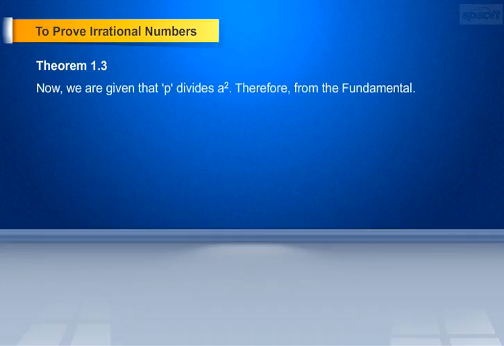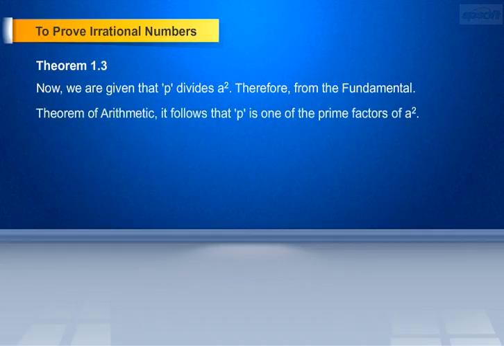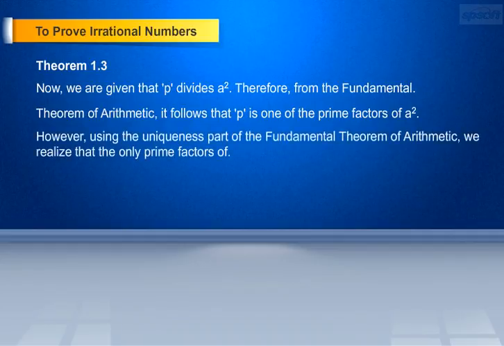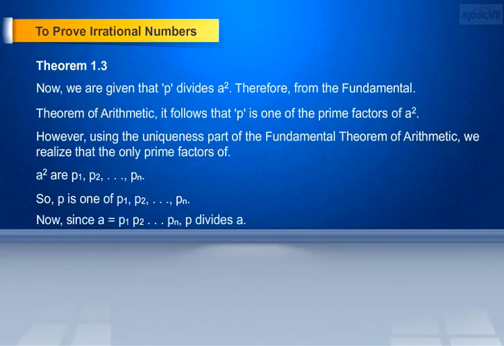Now, we are given that p divides a². Therefore, from the fundamental theorem of arithmetic, it follows that p is one of the prime factors of a². However, using the uniqueness part of the fundamental theorem of arithmetic, we realize that the only prime factors of a² are p1, p2, and so on, pn. So p is one of p1, p2, and so on, pn. Now, since a equals p1 into p2 and so on, pn, we can say that p divides a. With this particular proof, we can prove a given number to be an irrational number.